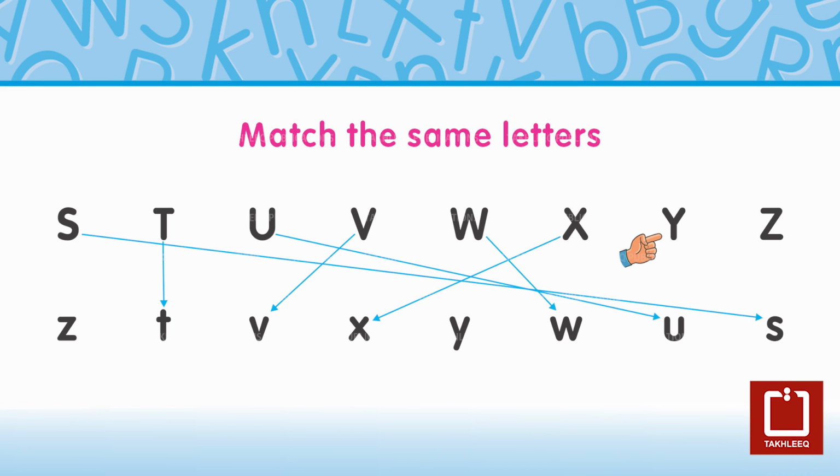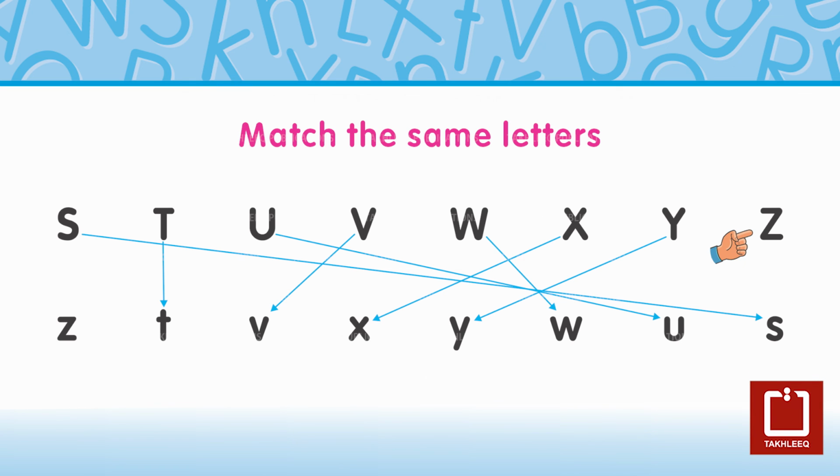This is capital letter Y. Now we search small letter Y in the second row. Z, T, V, X, Y. Yes, this is small letter Y. So we match capital letter Y with small letter Y.